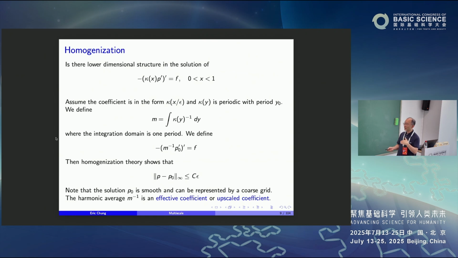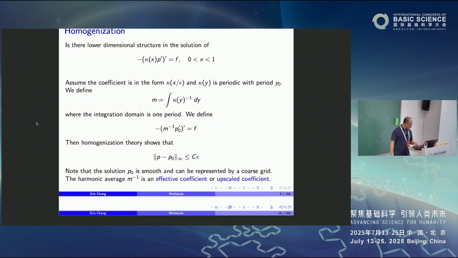So when kappa is highly oscillatory, you get a homogenized equation. Of course, this is only the case when the equation is a simple equation like this, then you are able to obtain this nice result.